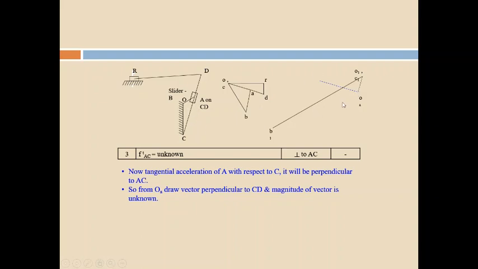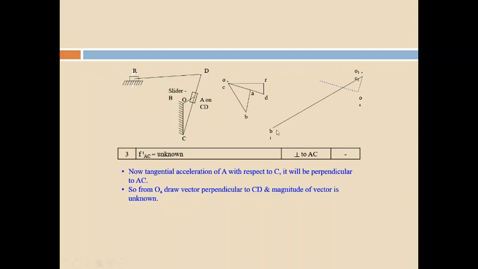You don't know the value, you just draw the perpendicular line. Next, we have to draw the Coriolis component for OA, the Coriolis component for the piston AB, and the radial component for piston AB.